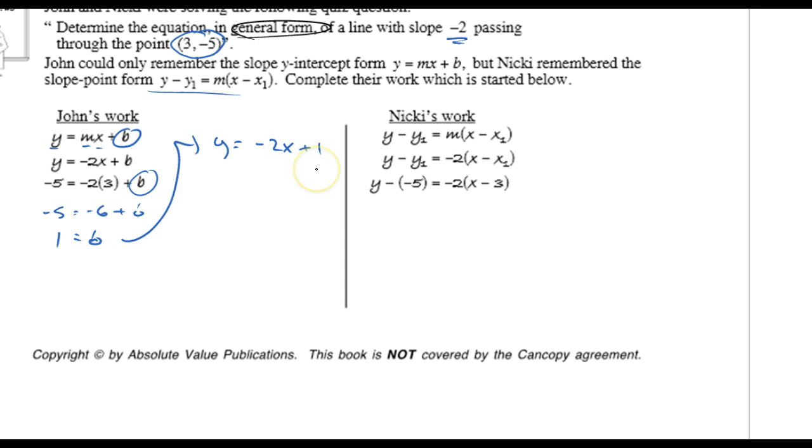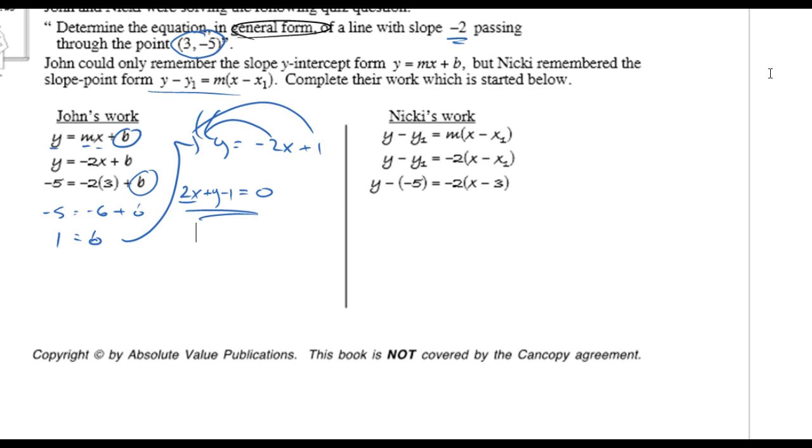Now I have to get it all into general form. So I'm going to move everything. Remember, in general form, everything has to equal 0. So I'm going to move these two things over here, and I get 2x, remember, always the x variable first, plus y minus 1. All right. Good.